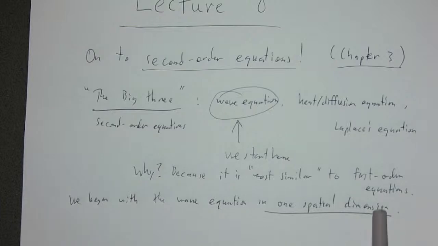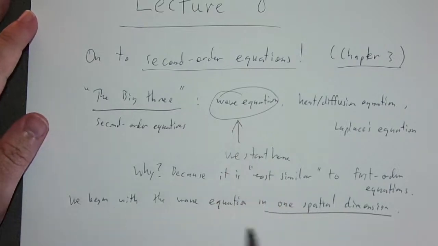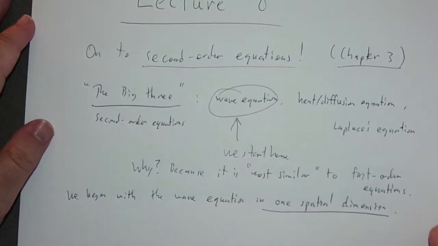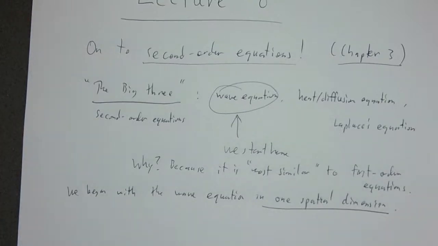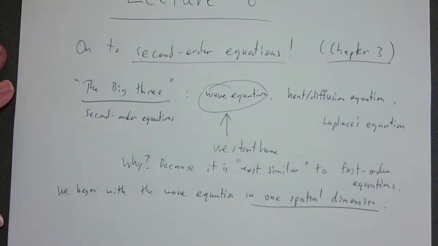So this is most similar to first order equations in the following sense. First of all, what is the wave equation saying? What is the wave equation modeling? How did the wave equation arise? The wave equation is meant to model the propagation of some kind of disturbance in a medium. So, for instance, in the first order cases, we had some equations that modeled the same sort of thing.